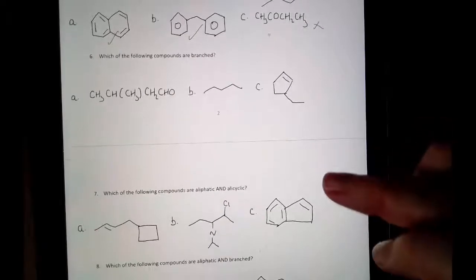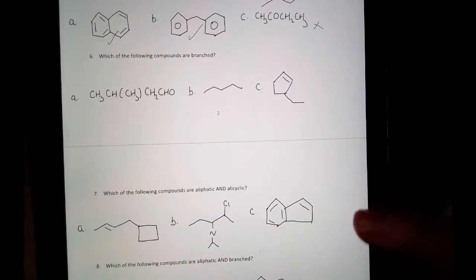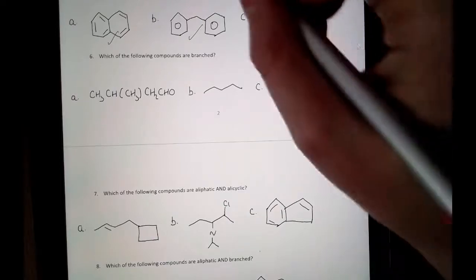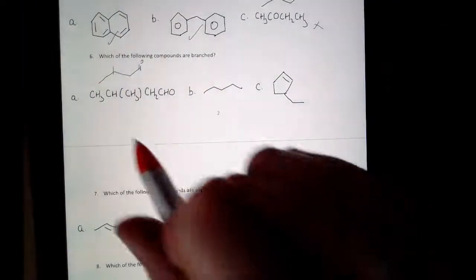Which of the following compounds are branched? If it's got a branch, then not all of the carbons are just in one long chain. So the first one, I've got structural formula. Again, I'm going to draw this out skeletal. So I've got a CH3, a CH, and a CH2, then a CHO. And on that second CH, I have got a branch. Okay, so this is what this would look like drawn out in full. And as you can see, you do have a branch.